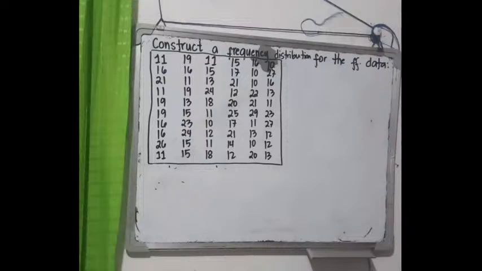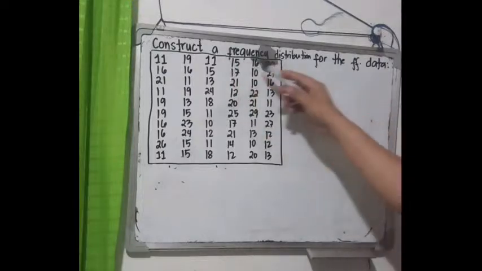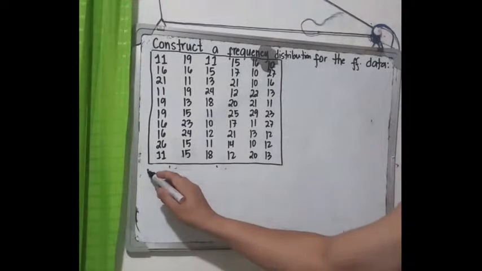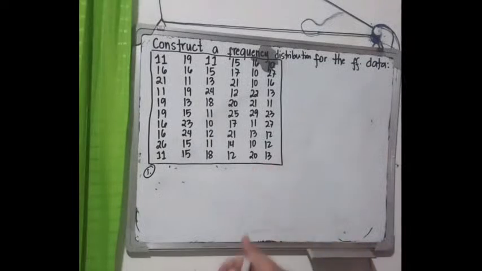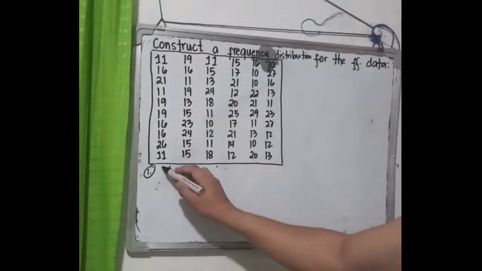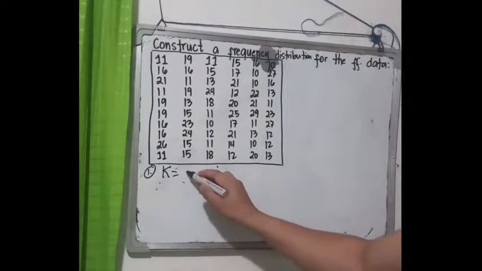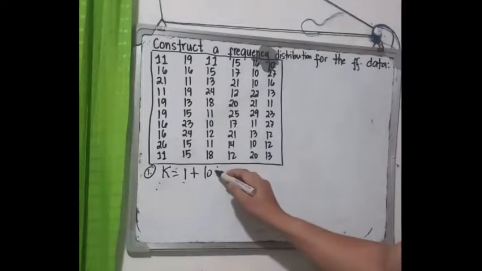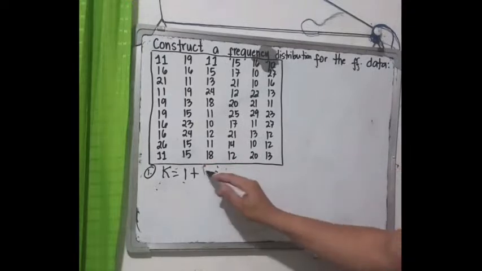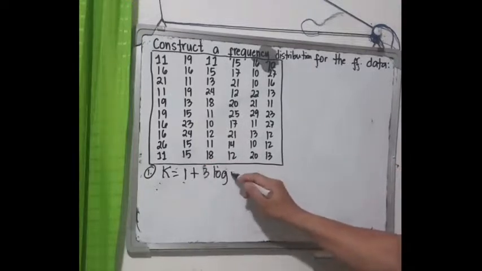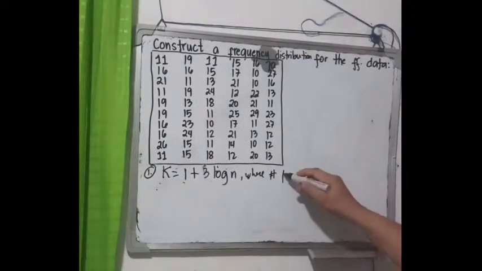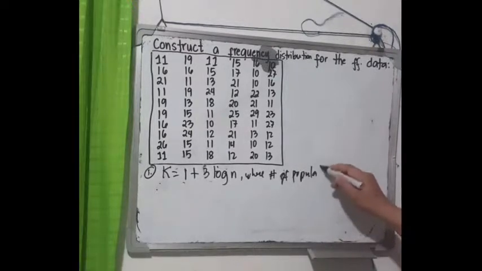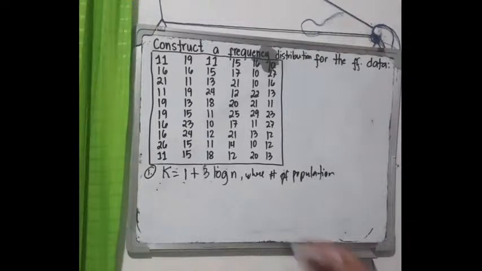So there are 4 or 5 steps in order to construct a frequency distribution. Number 1, we need to find the number of classes. The formula to find the number of classes is k equals 1 plus 3 log n, where n is the number of population.